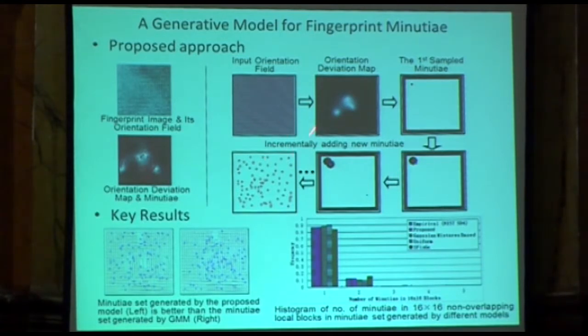So using this new minutia model, as you can see, we can generate more natural minutia points compared with other minutia models. And we have also done quantitative comparison between different models. And the results also prove the effectiveness of these new minutia models. So if you want to know more details of our model, please come to our poster. I'm looking forward to seeing you. Thank you.